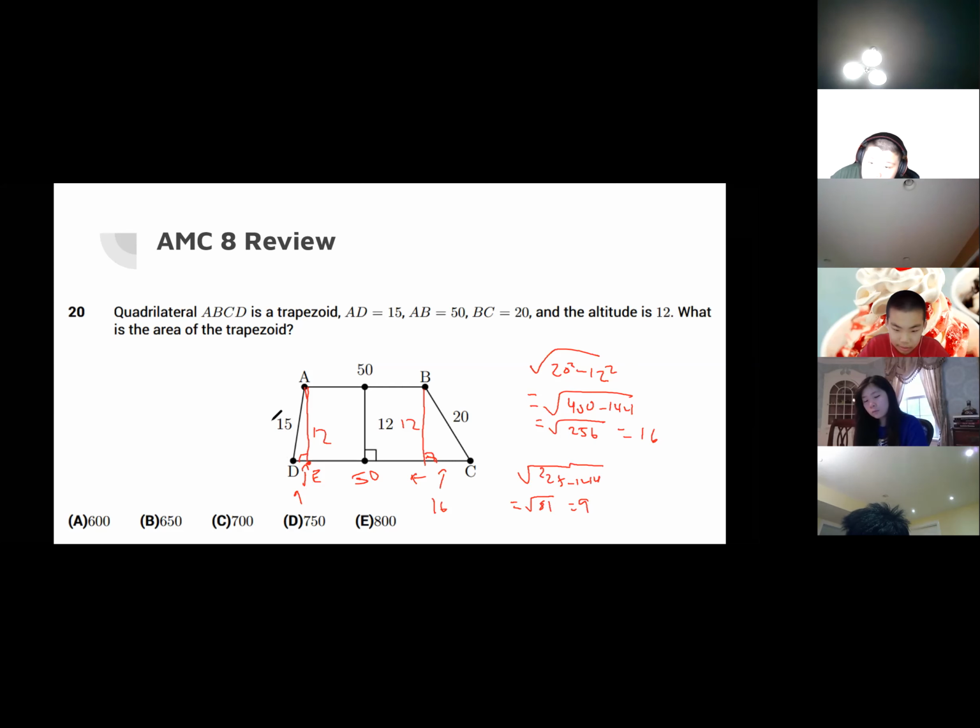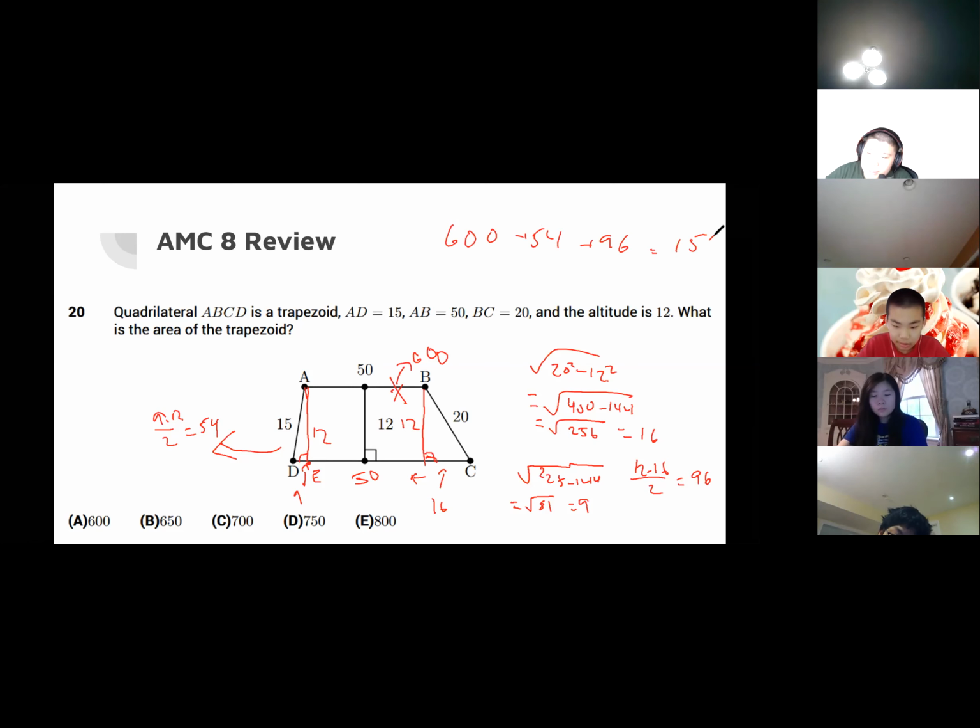And then from here, you can use the trapezoid formula, or you can calculate the area of these shapes individually. So for the left one, it's going to be base times height divided by 2, which is 9 times 12 divided by 2, which equals 54 if you multiply it out. This side is going to be 12 times 16 divided by 2, which is 96. And then the middle rectangle is just going to be 50 times 12, which is equal to 600. So you have 600 plus 54 plus 96, which equals 750.